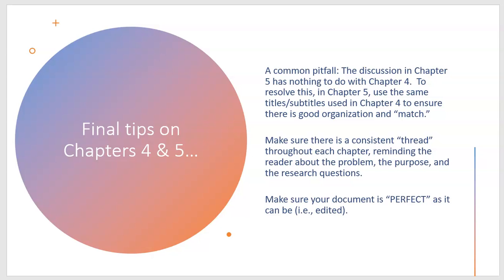Make sure there's a consistent thread throughout each chapter, reminding people about the problem, the purpose, and the research questions. Dissertations are quite repetitive, and so if you find something that always repeats that, that's okay. Make sure your document, of course, is perfect. By perfect, I mean edited per APA. There's no grammar, no writing errors, etc.